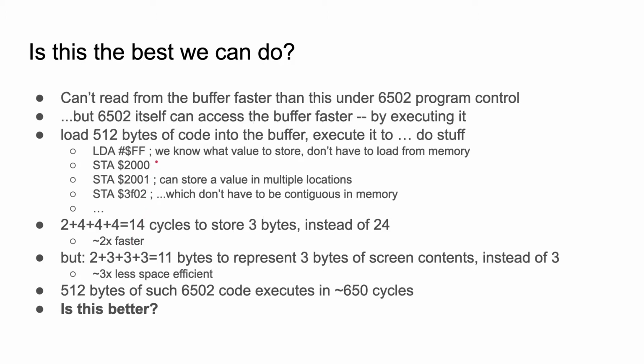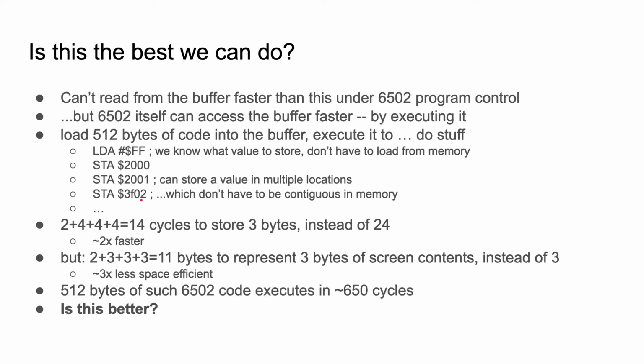For example, we don't need to worry about loading a value from memory. We can just load the value directly. We can place the value into the buffer so that we load it. And then we don't have to store, we can store the same value in multiple locations without having to refetch it in between. And these don't even have to be contiguous in memory.